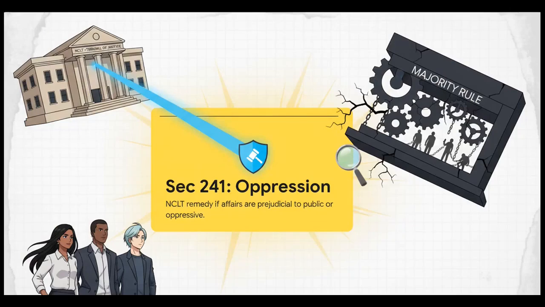So what does the minority do? Do they just suffer in silence? Absolutely not. Under Section 241, Prevention of Oppression and Mismanagement, we find the ultimate lifeline for minority shareholders. If the affairs of the company are being conducted in a manner that is oppressive to any member or prejudicial to the public interest, you don't need the majority's permission anymore. You bypass them and go straight to the National Company Law Tribunal, the NCLT. This is the absolutely necessary, powerful exception to the ruthless majority rule of Foss versus Harbottle.